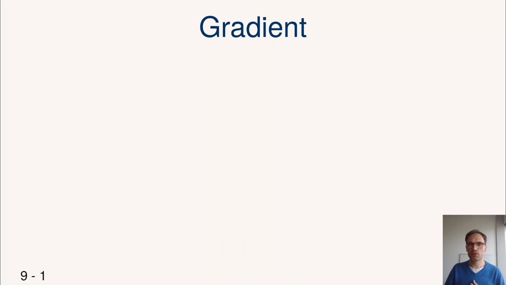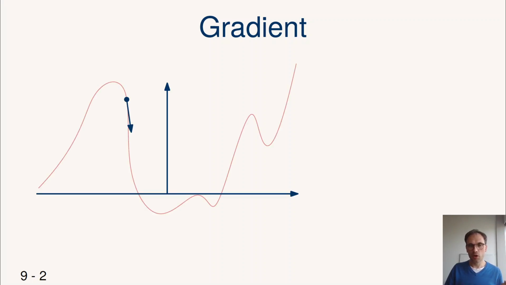Second type of methods: gradient descent, or gradient-based methods. Here we formulate our problem as finding the minimum of a continuous function, and we can compute the gradient.